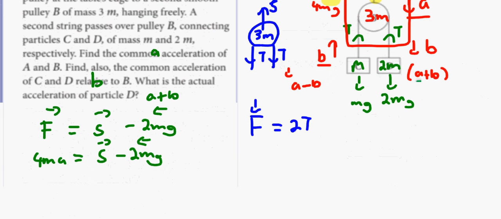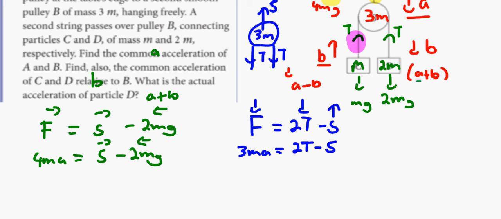So the force going downwards is 2T minus S, but remember to add in the 3mg weight going downwards as well. I'm going to do that at the end. So 3ma equals 2T minus S, but there's also a plus 3mg because the 3mg is also downwards. I'll do that in a second.